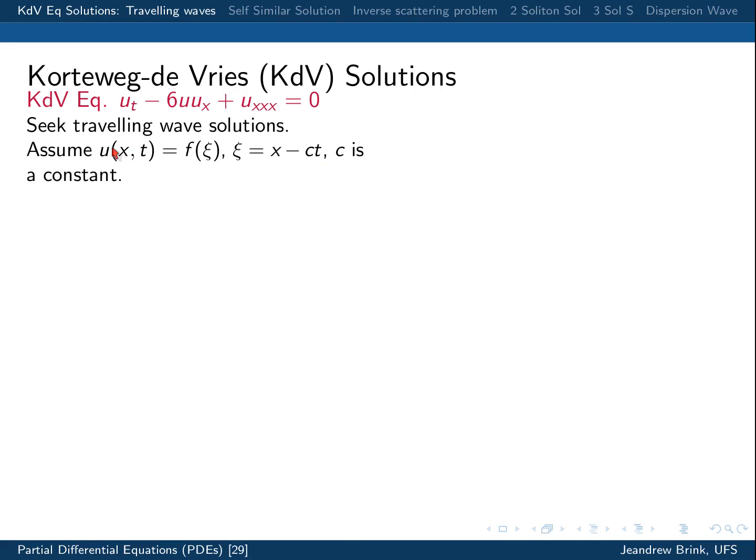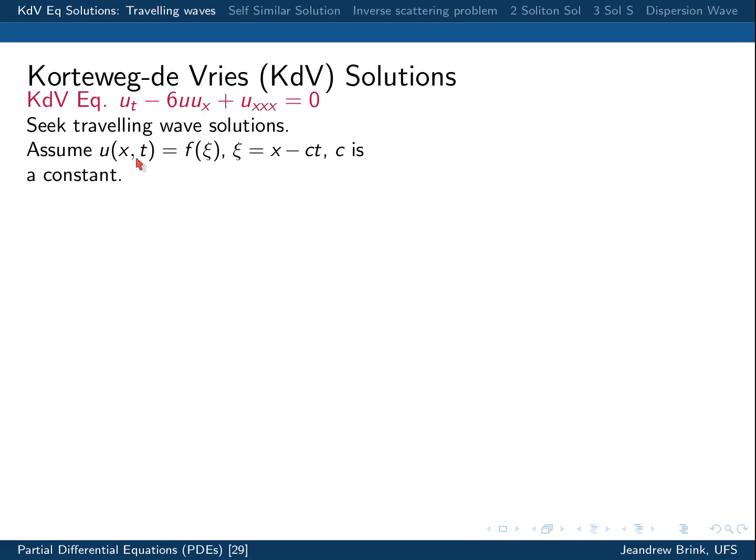And while there is no guarantee that this ansatz will give a solution, what we do is we assume it, work out its consequences, and then find that there is in fact a class of solutions that solves this fully nonlinear equation that has this form.